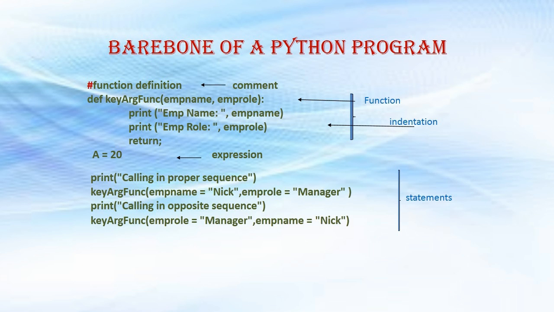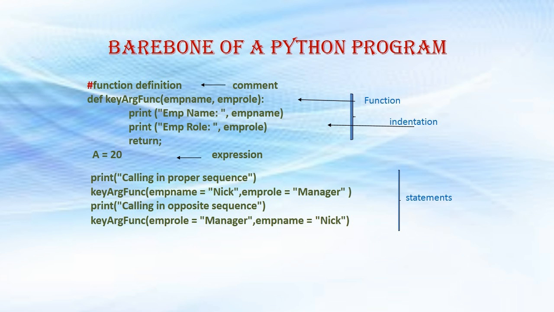Now, the bare bone of a Python program. Bare bone means a proper structure. Now, we are starting with hash. Hash is again a comment. Whatever is written after hash is said to be a comment. Function definition is basically a comment. This statement, function definition, will not be executed, right? Now, def keyargfunc, which is the key argument function, and we have written two things in that: emp name and emp role.